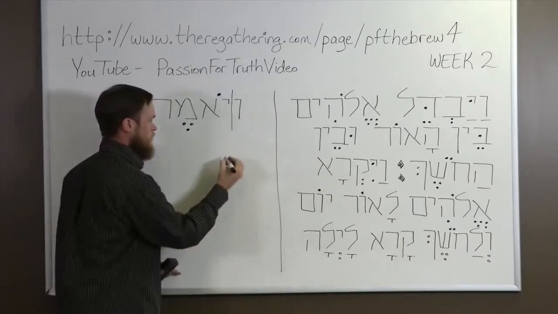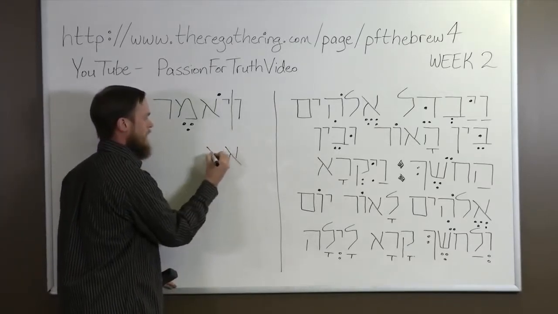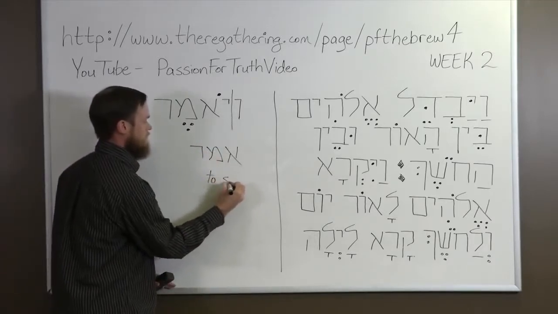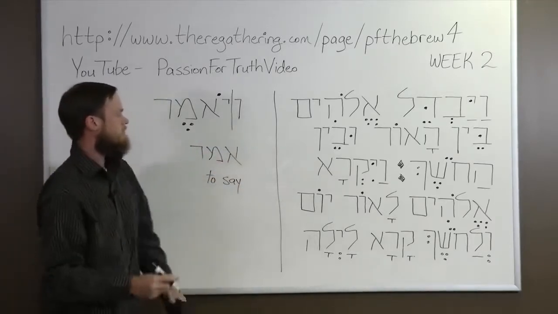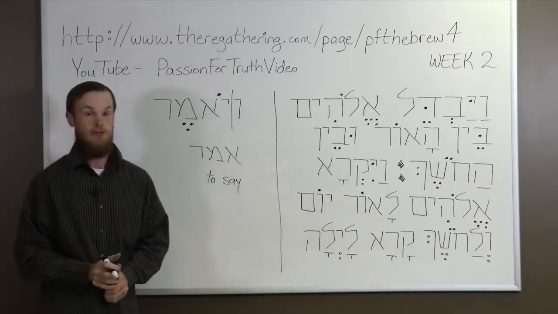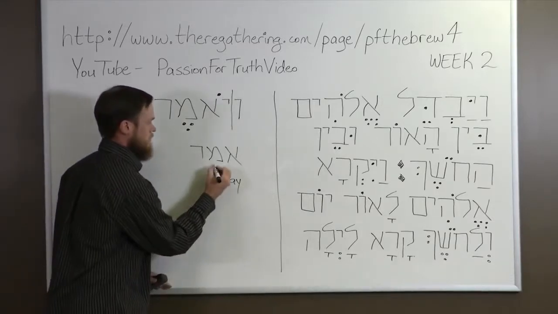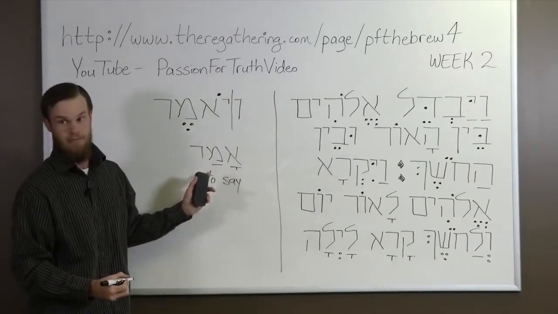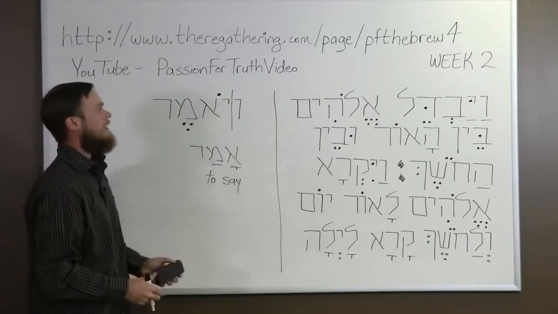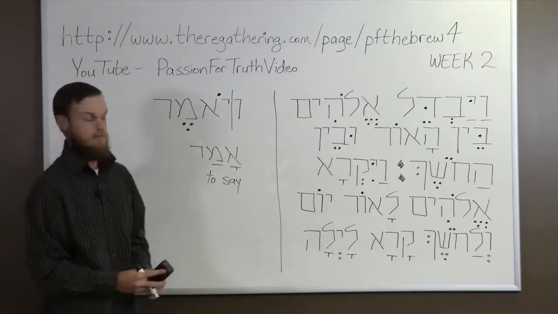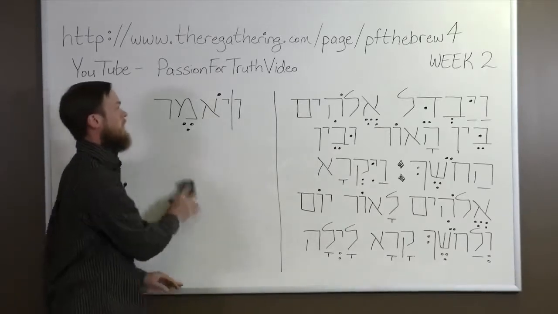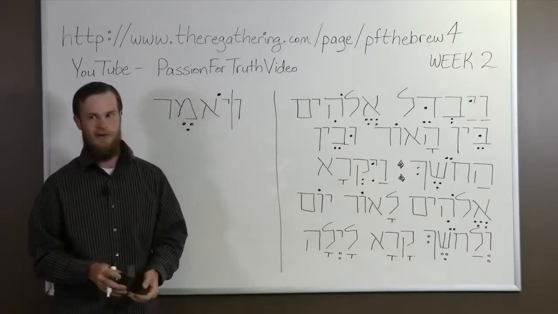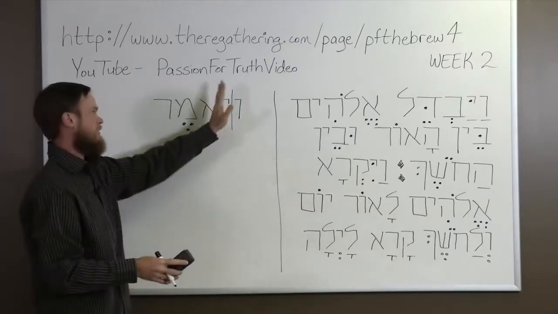Well, if you go back to the root, Aleph Mem Resh means to say. Okay? Aleph Mem Resh means to say. So Amar, right, would mean he said, and yomer means he will say. Okay? So yomer would just be, or it wouldn't actually be yomer. It becomes yomer because of the addition of the vav. The vowels would be different if it was just this.